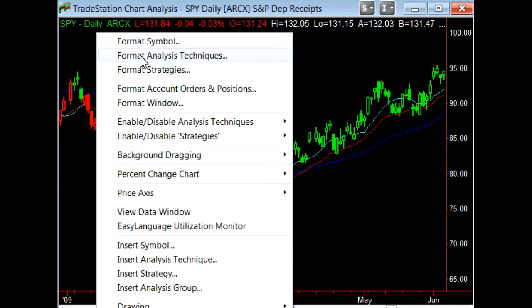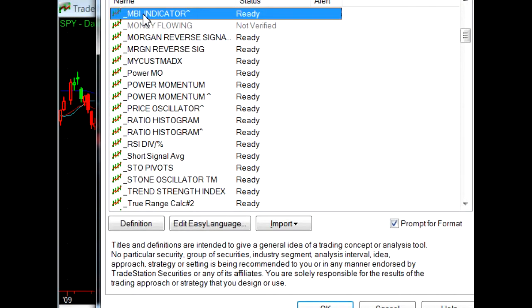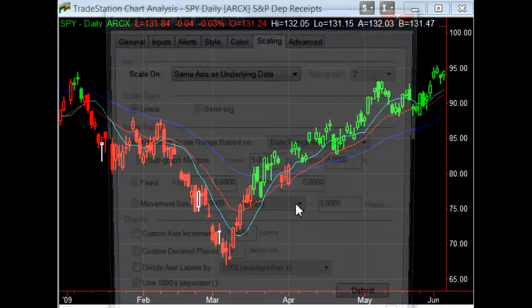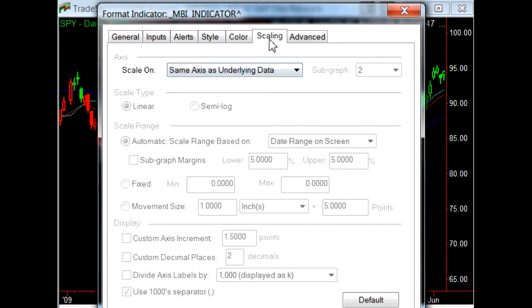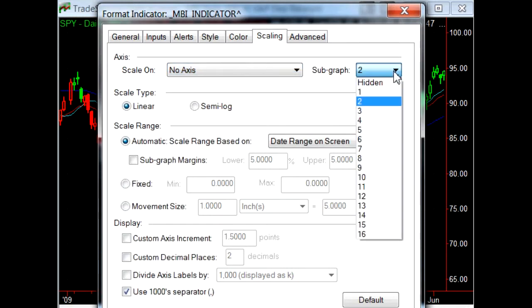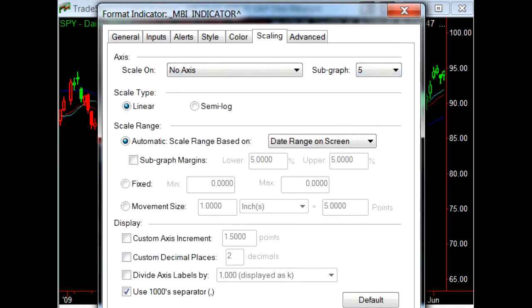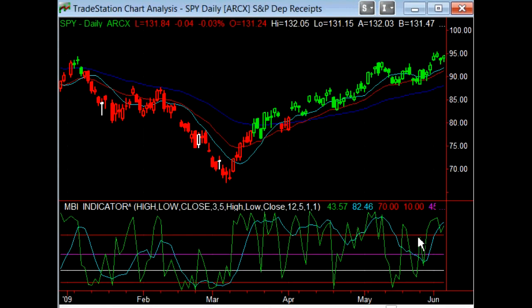If we go to Insert Analysis Technique, we find the MBI indicator up here. We're going to go ahead and select OK down at the bottom, and as it pops up, we're going to want to scale it. It may pop up on general, but you want to flip to scaling. We'll click no axis, and we'll just put it in chart 5. Depending on what other indicators you have listed, you can adjust that accordingly. And then at the bottom, you just click OK, and that's all that's required to have the indicator pop up.